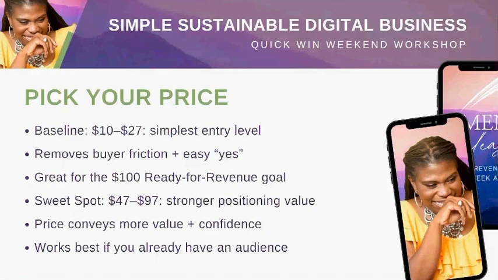Now, even the high version of the low, which would be like 47 to 97, that's like a high version of the low, right? This is definitely great for the challenge, the Ready for Revenue challenge.